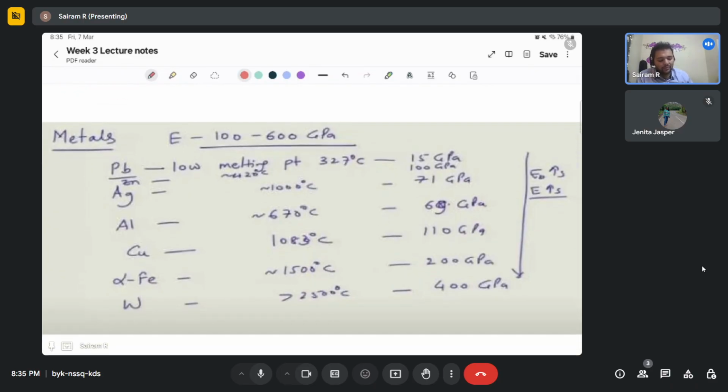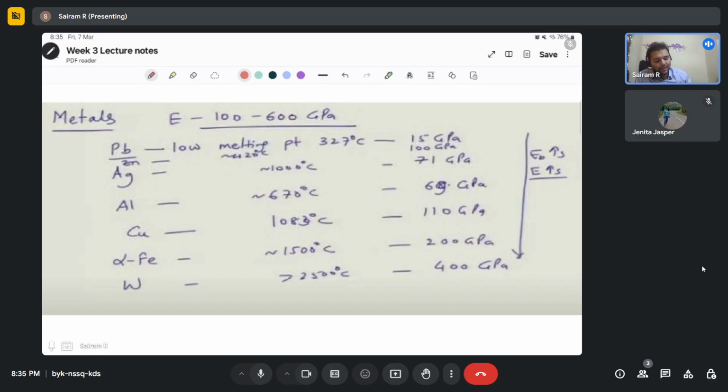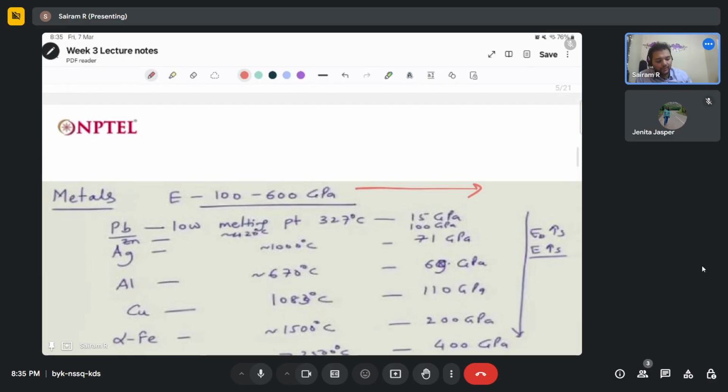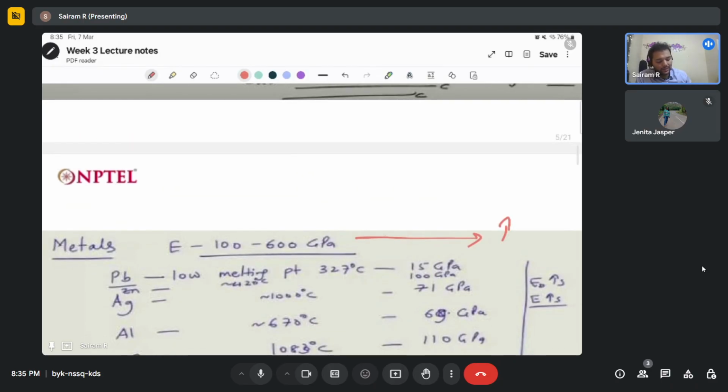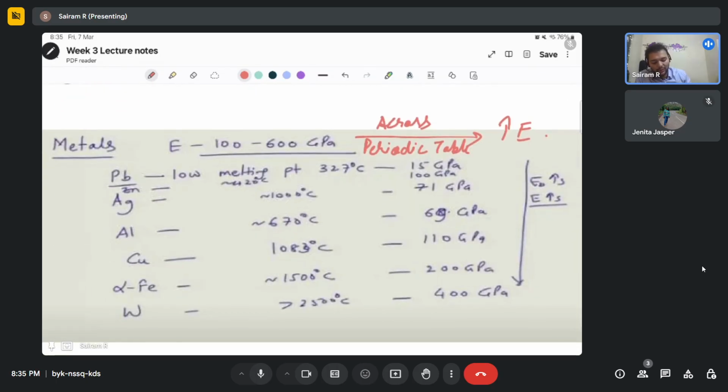We have also seen that when we go across the periodic table, we can see an increase in E. We can also see that as we come down the periodic table, E decreases. We have seen all these things from various examples. We have also seen this along with data from their melting points as well.